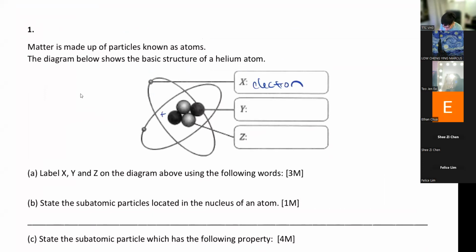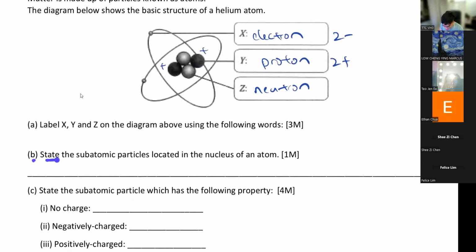And let's just say this is positive. Sorry, this is too dark. You cannot see. So Y is positive, right? So this is our proton, and Z is our neutron. You should be able to tell who is who. Okay, and if you have 2 protons, you should have 2 electrons. All right, 2 plus, 2 minus. Okay, that's how it goes.